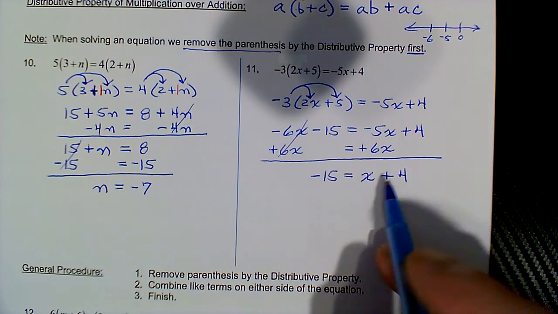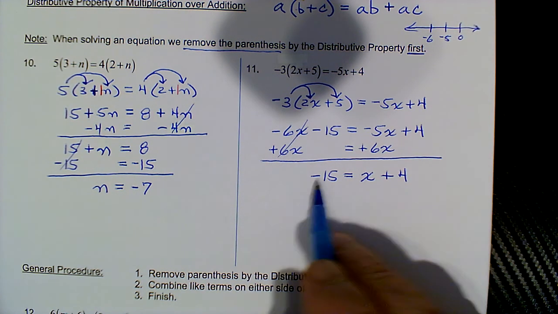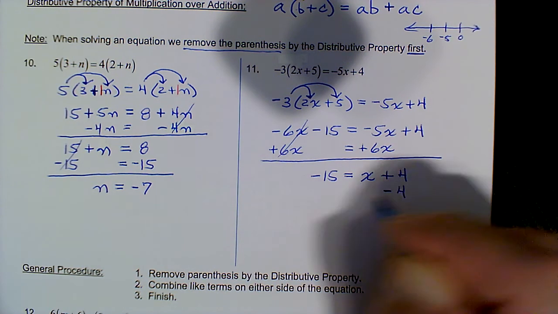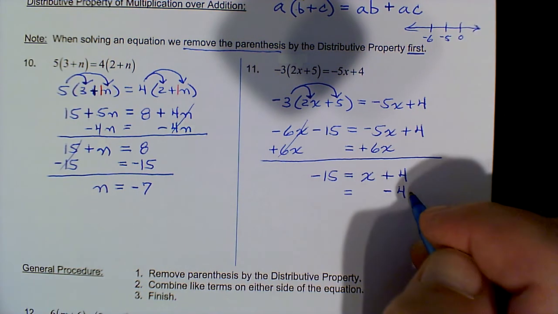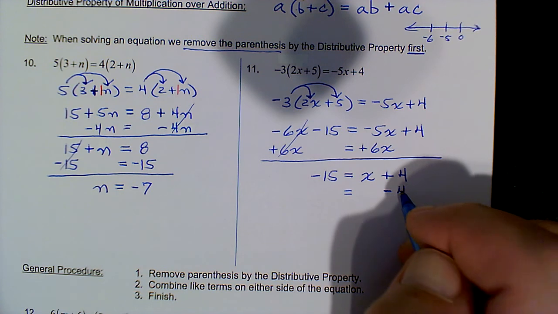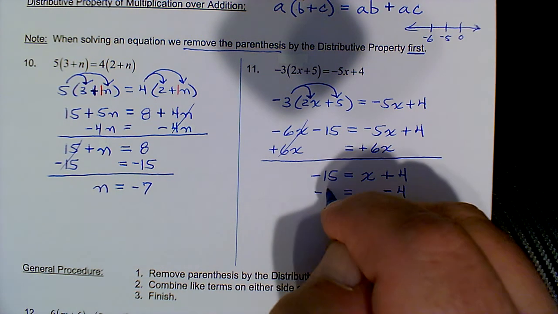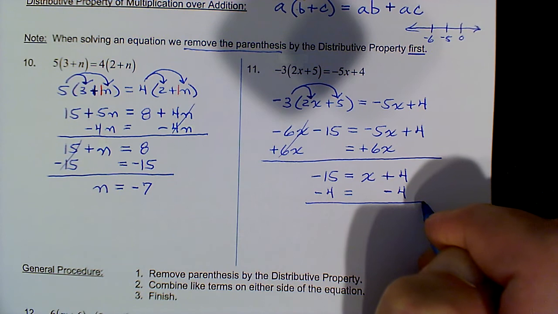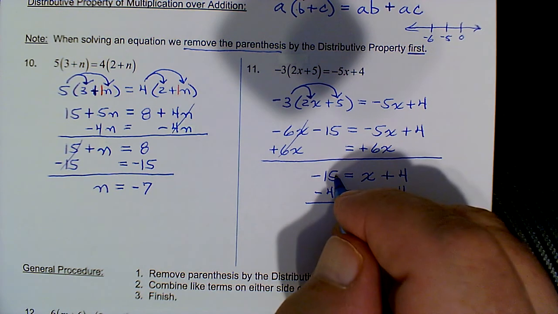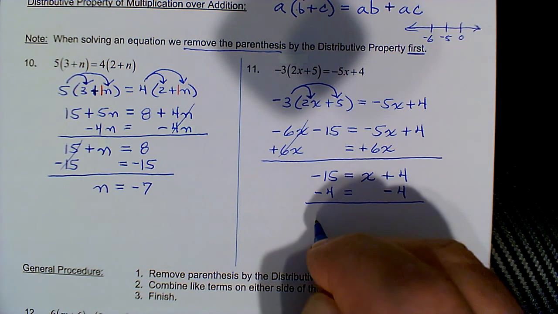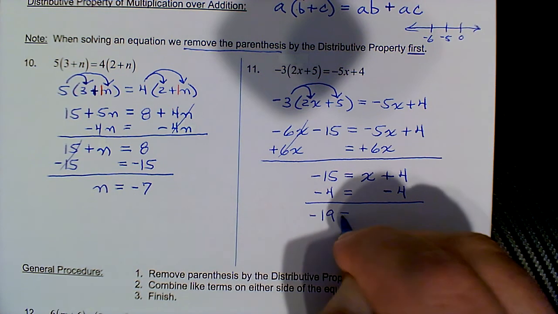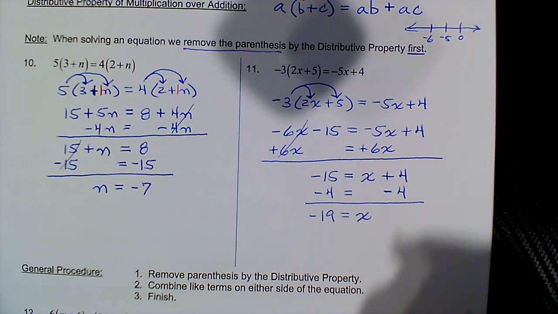And now we have the x on the right. We'll get the numbers on the left by transposing this positive 4, or undoing, adding the opposite, in this case, subtracting 4. So you subtract 4 from both sides, line up the equals, there's the addition bar, and combine minus 15 and negative 4 gives minus 19, and that's what equals x.